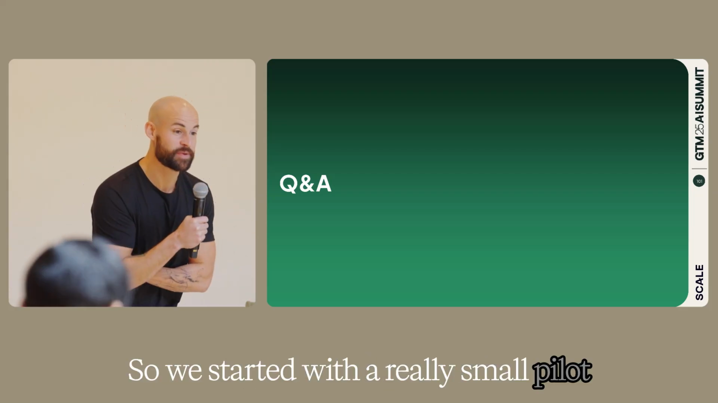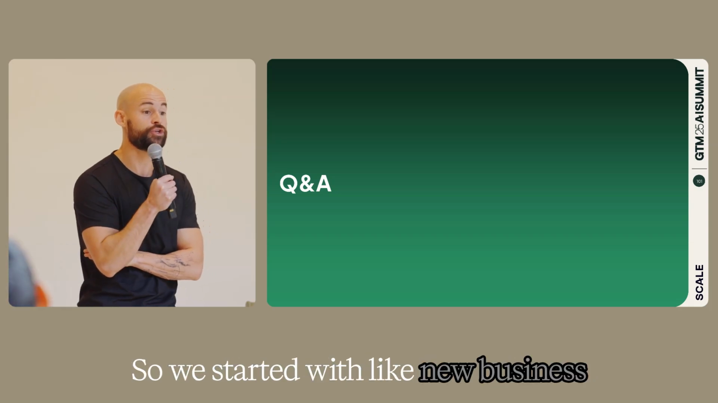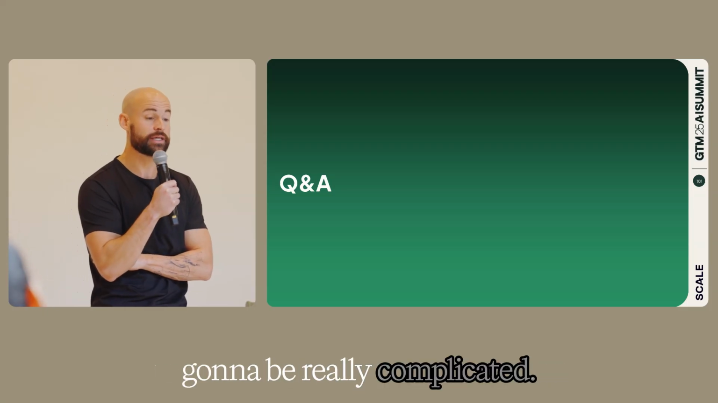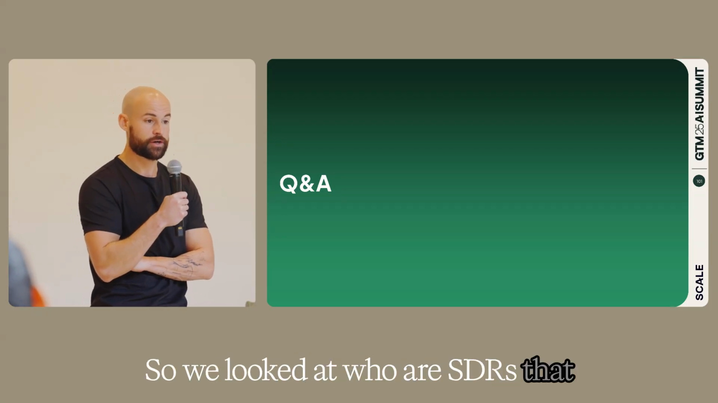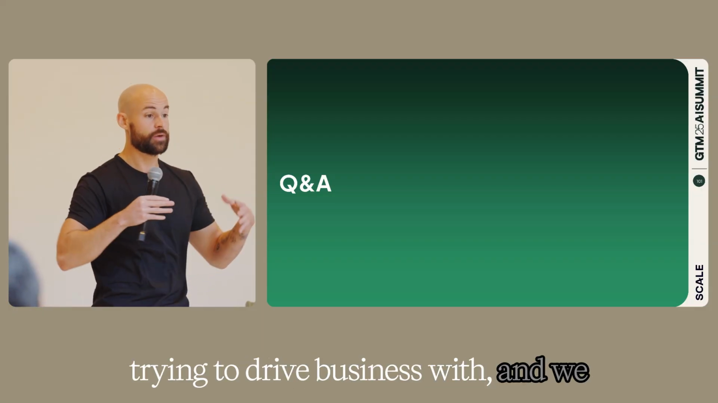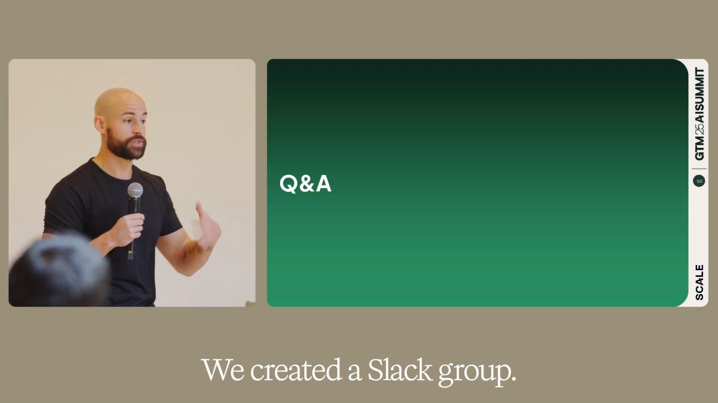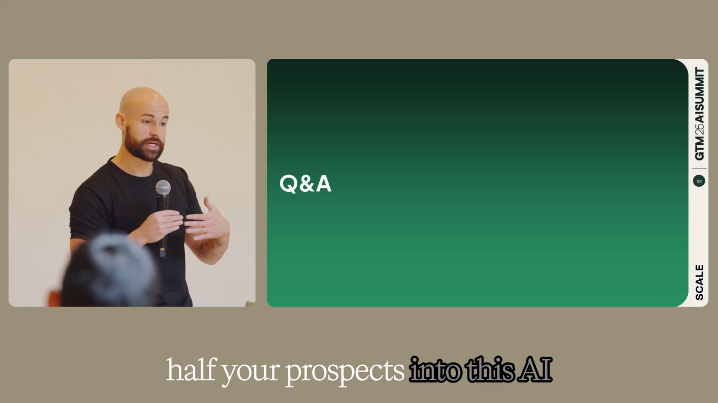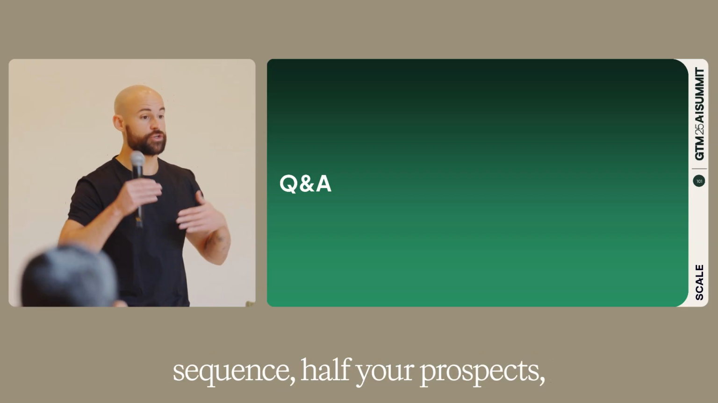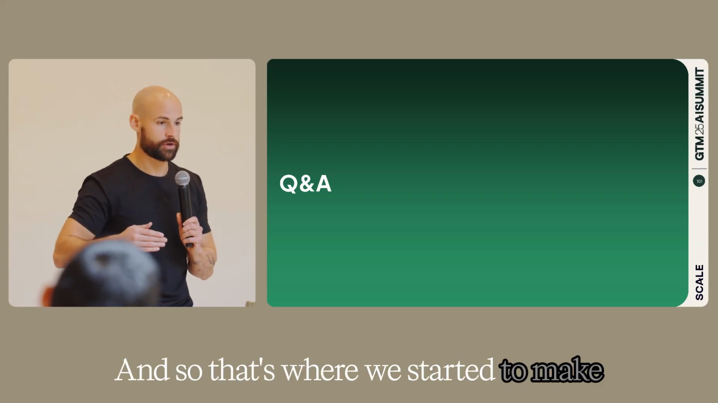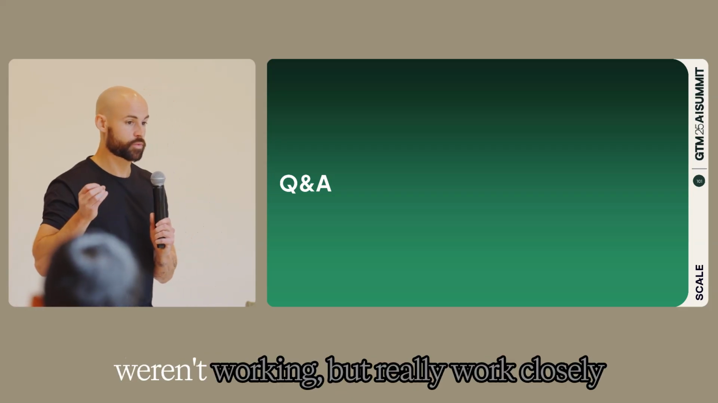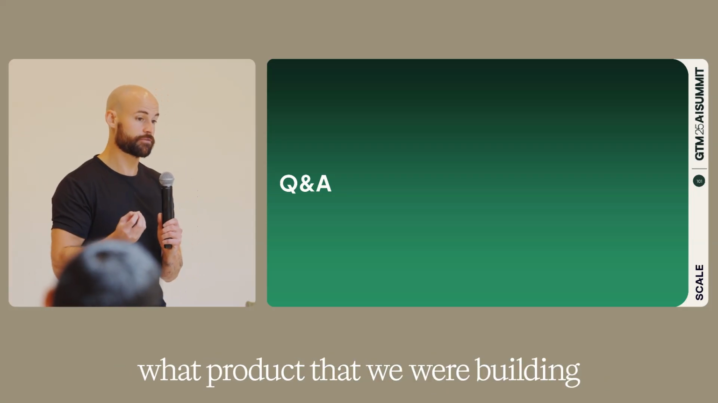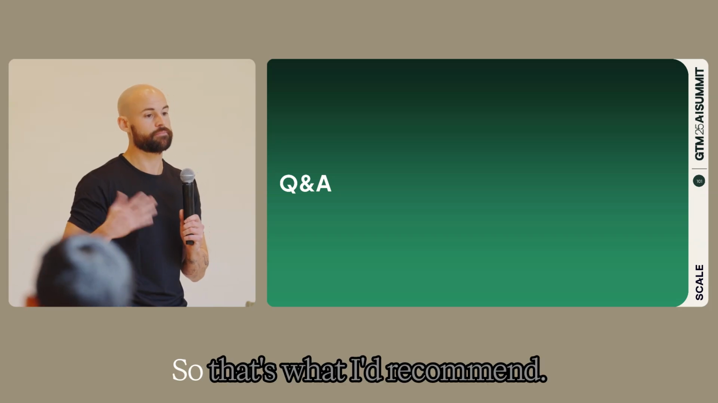So we started with a really small pilot team and we started with acquisition, with new business, because we knew that expansion within our existing business was going to be really complicated. So we looked at which SDRs were doing the most that we were trying to drive business with. We started with a group of 10 of them. We created a Slack group. We said, hey, we created this sequence. We want you to add half your prospects into this AI sequence, half your prospects into your regular sequence. And so that's where we started to make modifications, find out where things weren't working, but really work closely with those teams to make sure that the product we were building for them was what they wanted. So that's what I'd recommend.